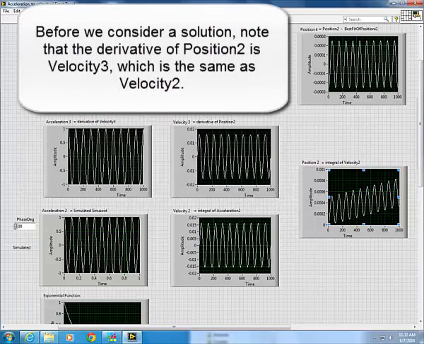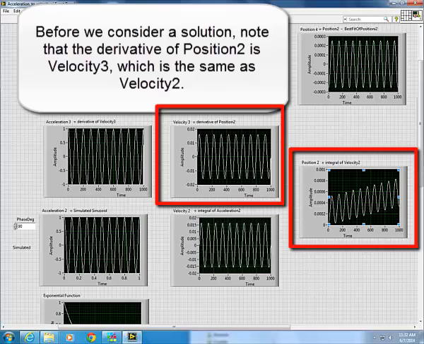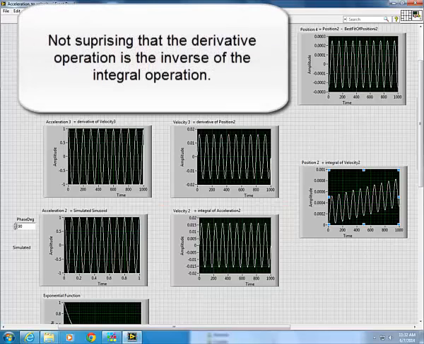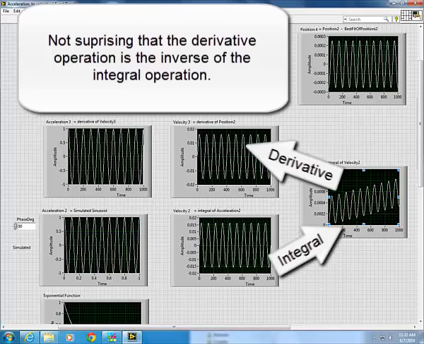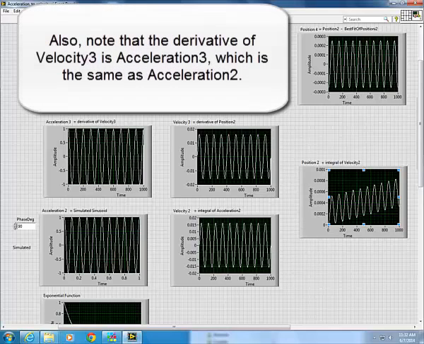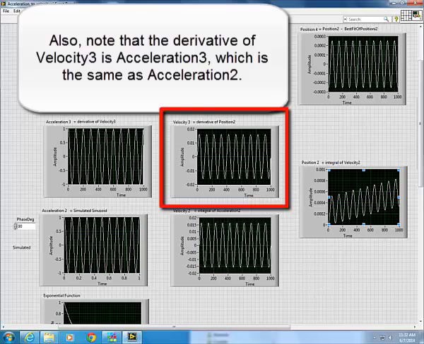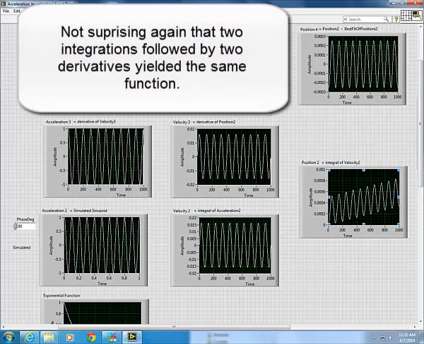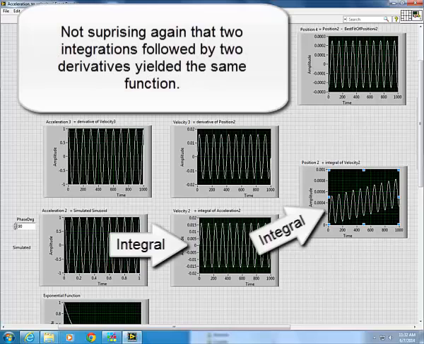Before we consider a solution, note that the derivative of position 2 is velocity 3, which is the same as velocity 2. Not surprising that the derivative operation is the inverse of the integral operation. Also note that the derivative of velocity 3 is acceleration 3, which is the same as acceleration 2. Not surprising again that two integrations followed by two derivatives yielded the same function.